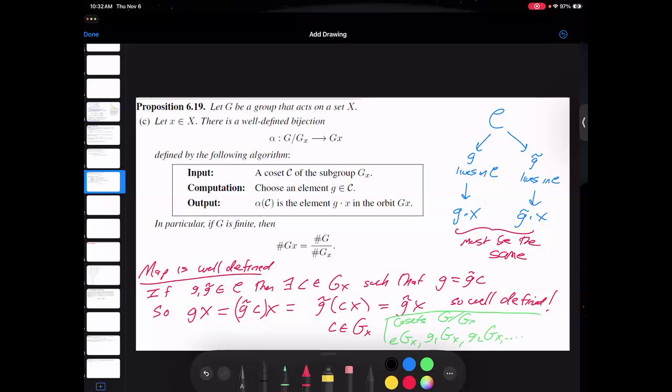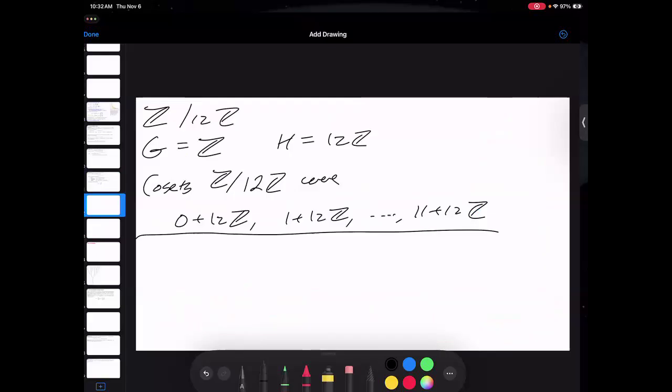And so we have our fixed subgroup H, which in this case is the stabilizer of X. So our subgroup is Gx. Now we're looking at the cosets. G mod Gx is the cosets of G by H, and H is just the stabilizer of X. And if G is finite, I'm only going to have finitely many cosets.